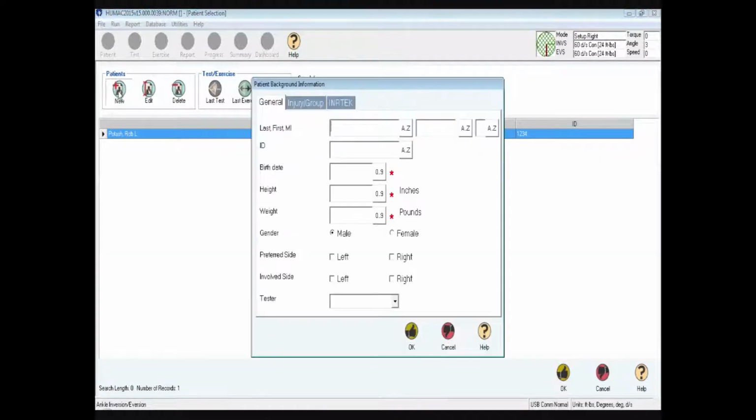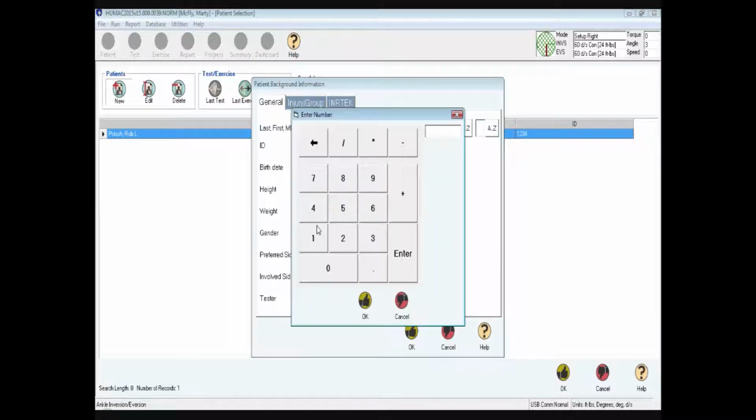Let's create a patient. Click the New button. Under the General tab, put in the name. Let's name our patient McFly Marty. If you want to give the patient an ID, you can, but I only do this for research. Put in the patient's birth date, height, and weight. I'm using US units, so height is in inches and weight is in pounds. You can either use the keyboard or use the number button.